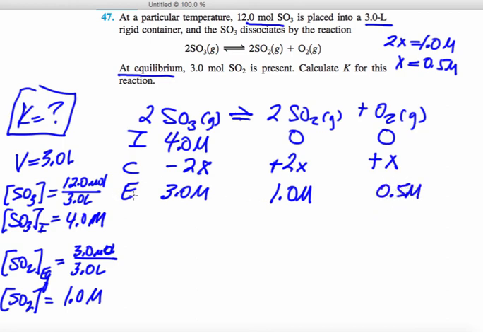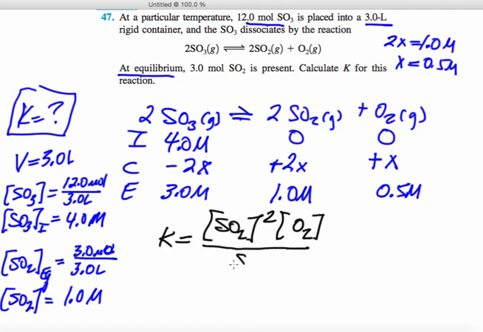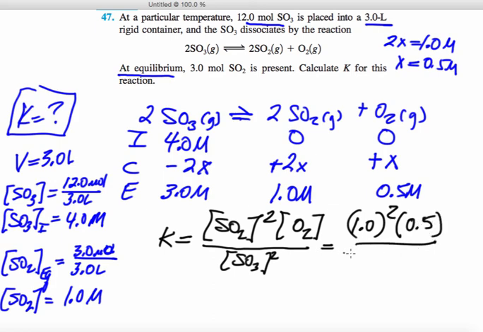So now I figured out my concentrations at equilibrium by just knowing one of the values. So now I plug in to K, and I have sulfur dioxide squared times oxygen. I'm taking my products over my reactants. In this case, I have the sulfur trioxide squared, and I just plug into the equation. In this case, I'm going to plug in 1, and that would be squared times 0.5 over 4.